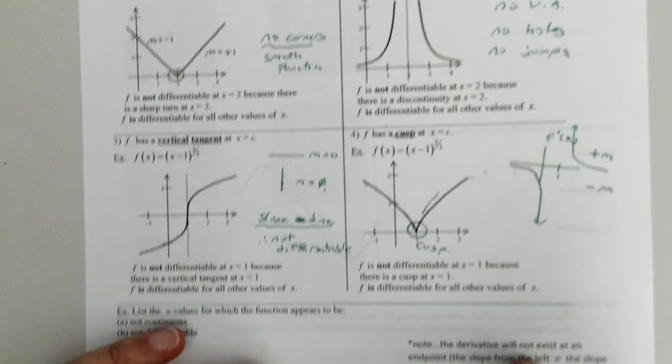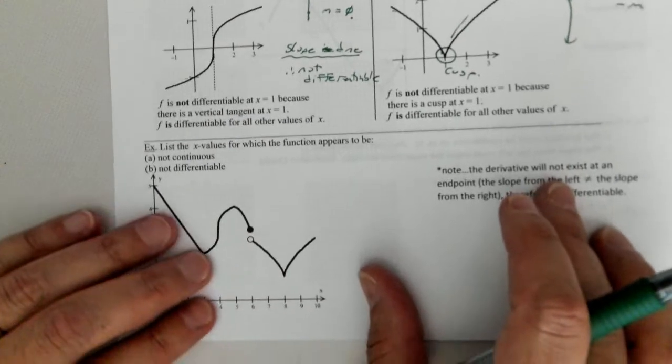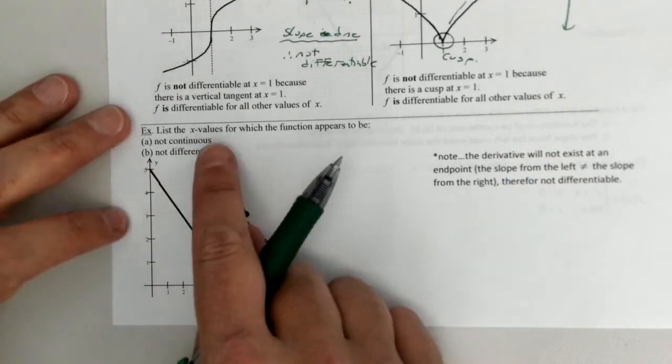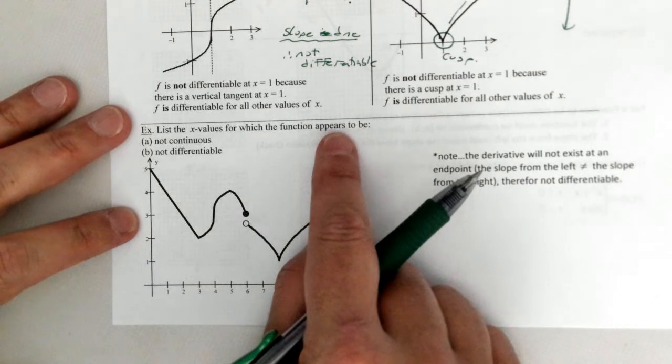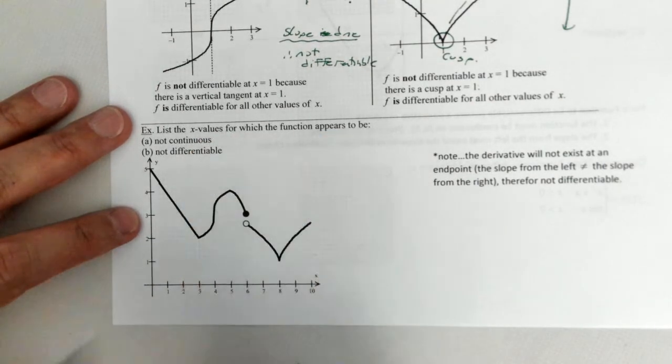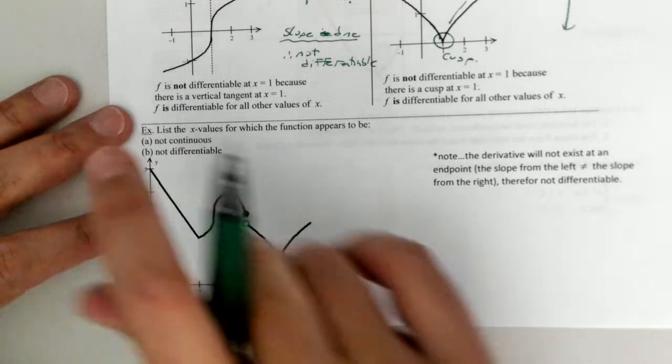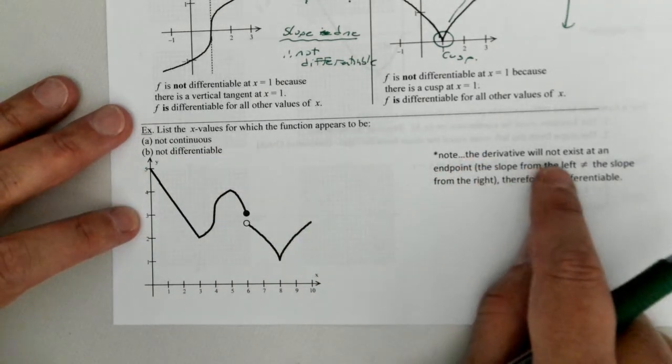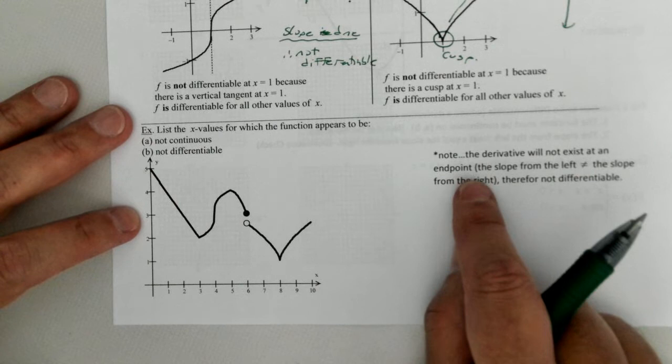So let's take a look at an example here real quick. Down here where it asks us to list the x values for which the function appears to be not continuous and not differentiable. Now, so let's talk real quickly here. The derivative will not exist at an endpoint. Now, this is very important for us.